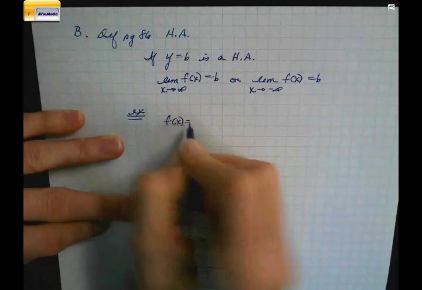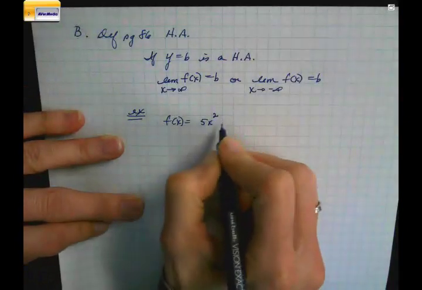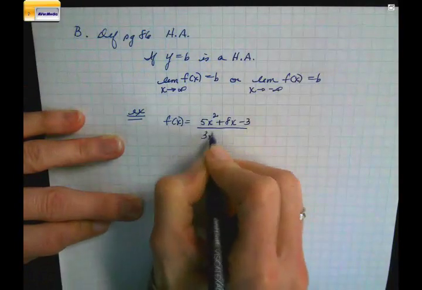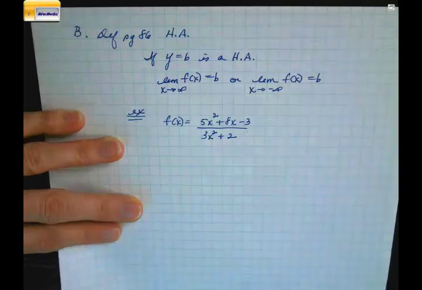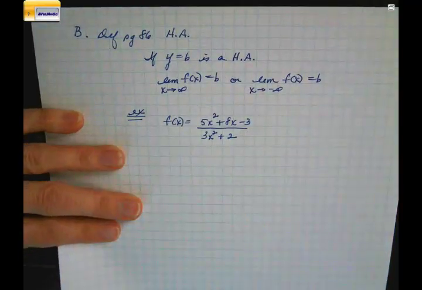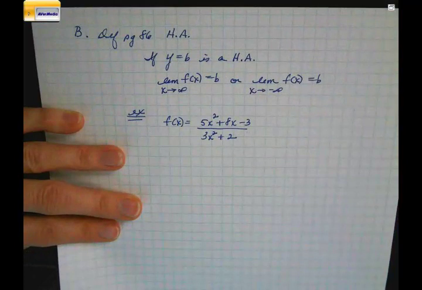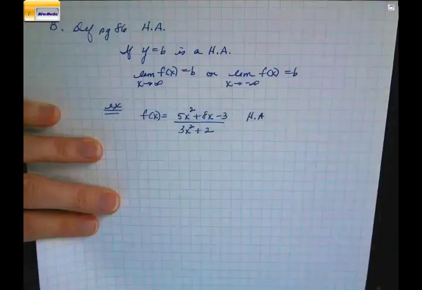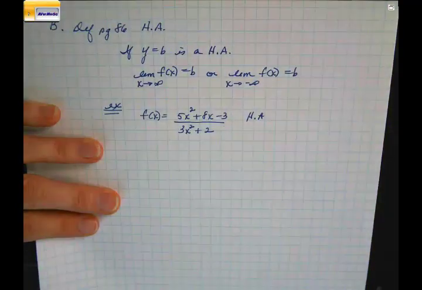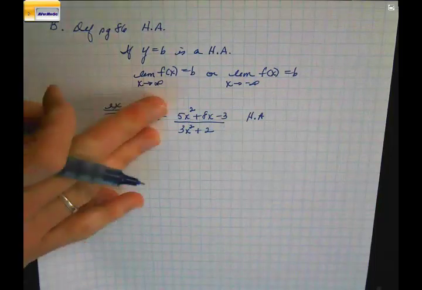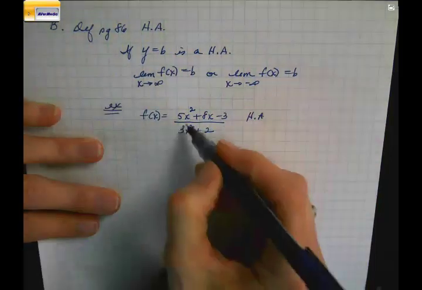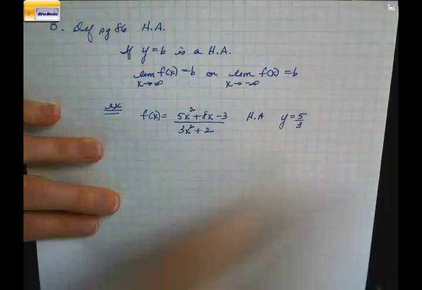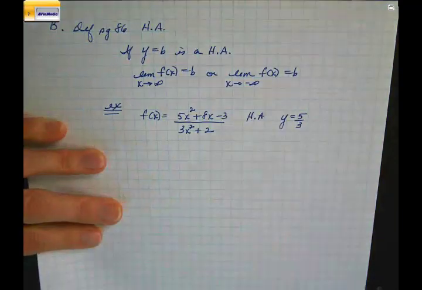So in other words, if we apply this to an example, suppose our function is (5x squared plus 8x minus 3) over (3x squared plus 2). Now, that function has a horizontal asymptote. What is it? 5/3, because the degree of the numerator is 2 and the degree of the denominator is 2. The degrees are the same, so you take the ratio of those leading coefficients, and that is your horizontal asymptote.